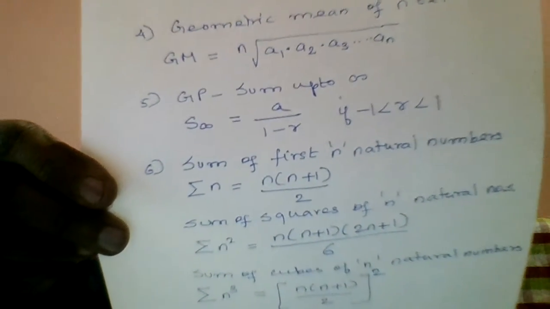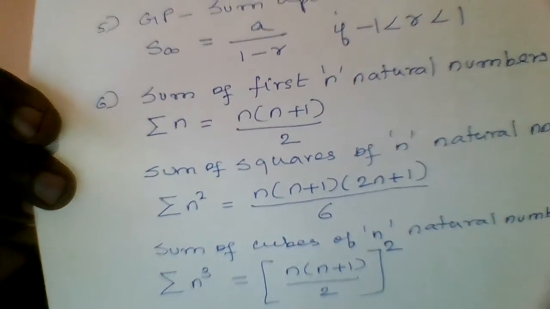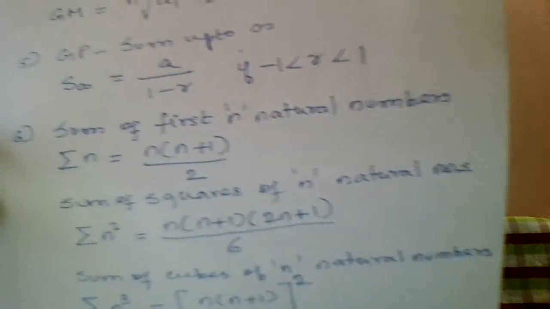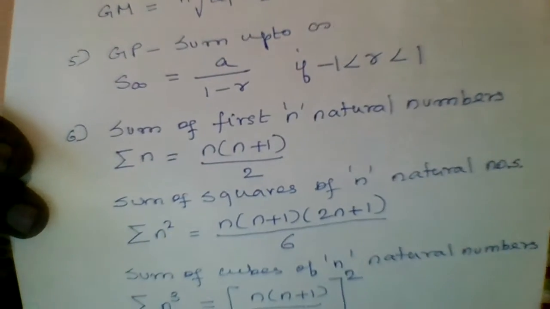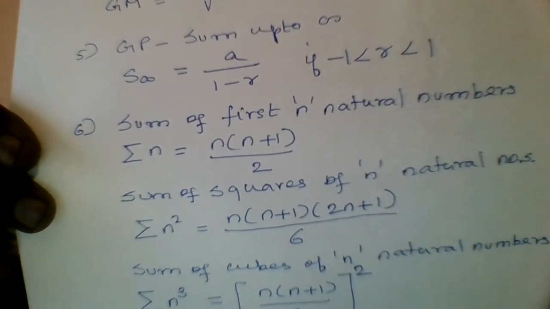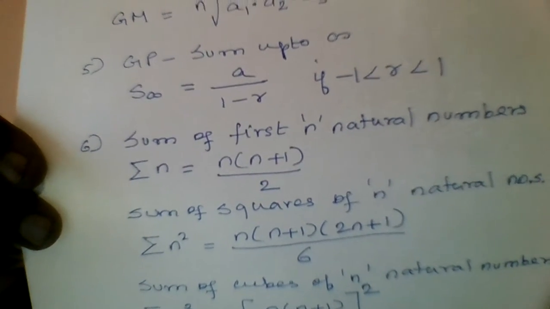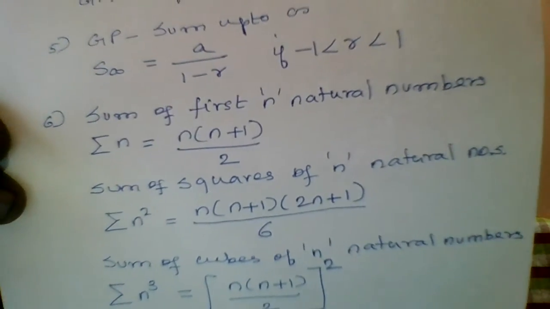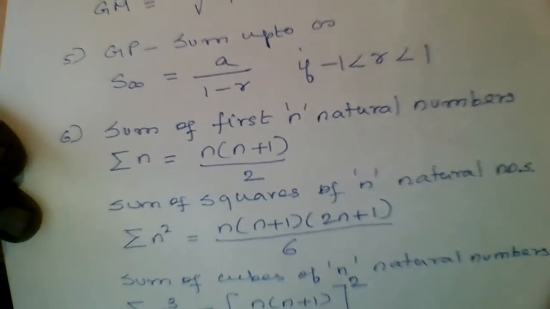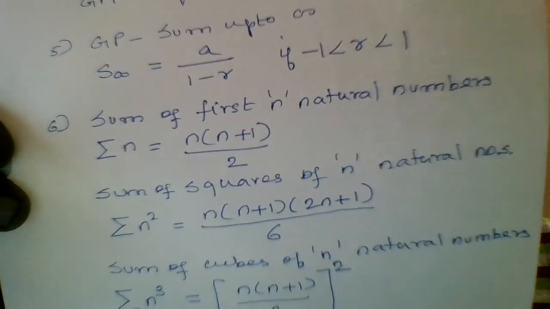The sum of the first n natural numbers is equal to n into n plus 1 by 2. Sum of the squares of n natural numbers is equal to n into n plus 1 into 2n plus 1 by 6. Sum of the cubes of n natural numbers is equal to n into n plus 1 by 2, whole square. That is, if you want to find the sum of the cubes of n natural numbers, you take the sum of the n natural numbers and square it. That will give you the sum of the cubes.